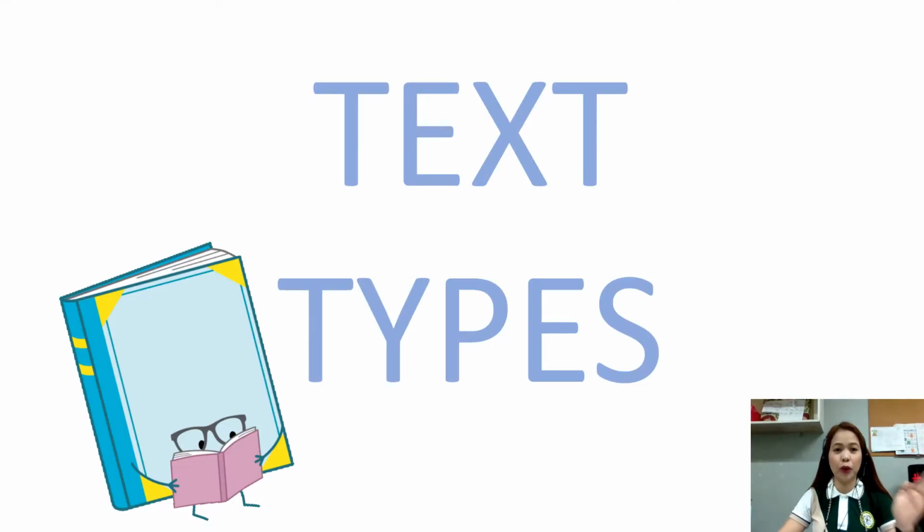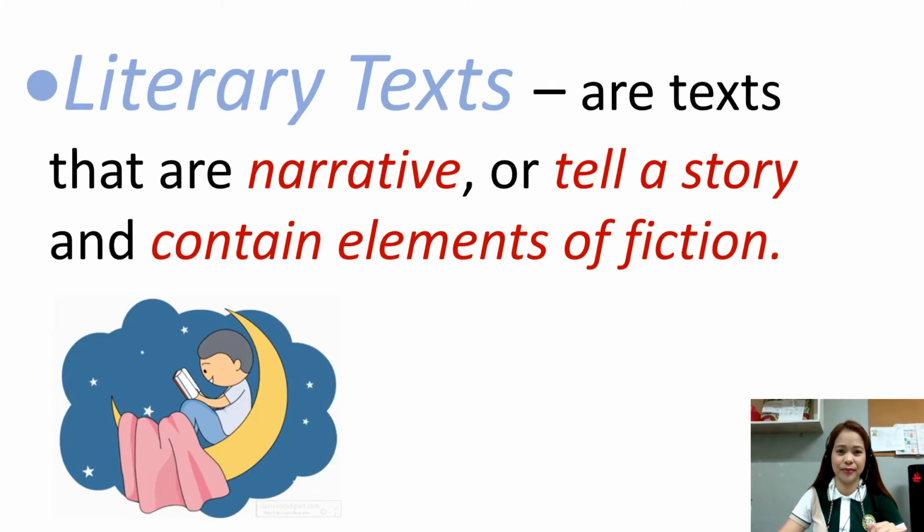So, today we're going to continue our lesson about text types. We are done with discussing factual text types, right? Now we're going to talk about literary texts. Literary texts are texts that are narrative or tell a story and contain elements of fiction. The six major elements of fiction are character, plot, point of view, setting, style, and theme.